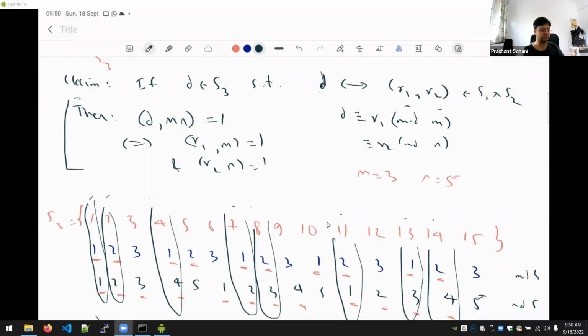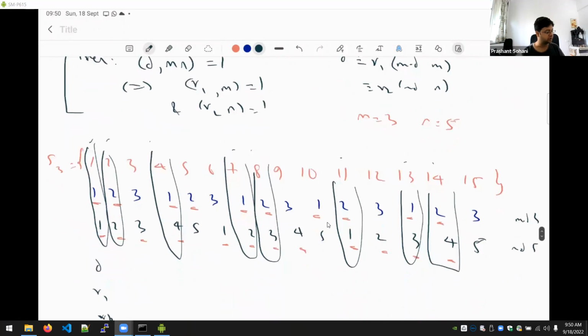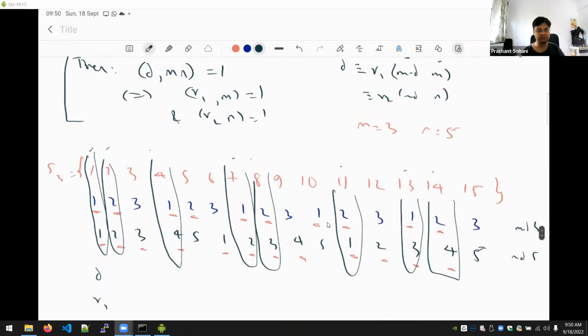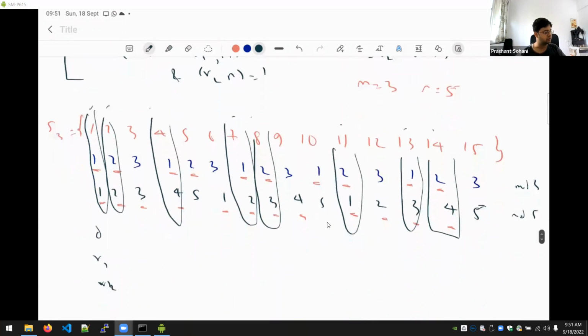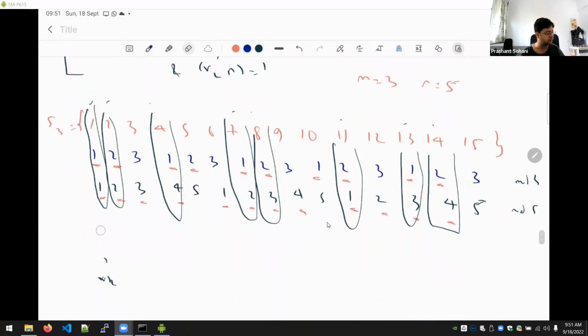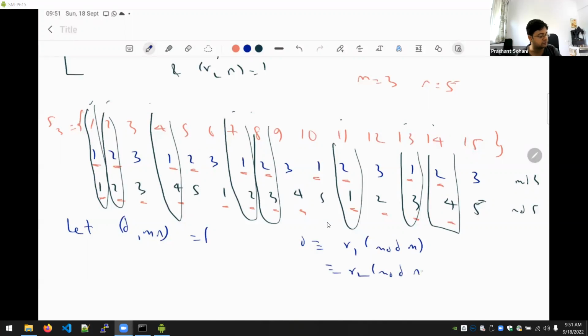So this is an if and only if result, which means that we have to do both parts. So first part, let us say we start with the assumption that D and MN are co-prime. Let this be given to us, that D and MN are co-prime. And in addition, you already know that D is congruent to R1 mod M and D is congruent to R2 mod N. So using these two things, can you find the GCD of R1 and M?